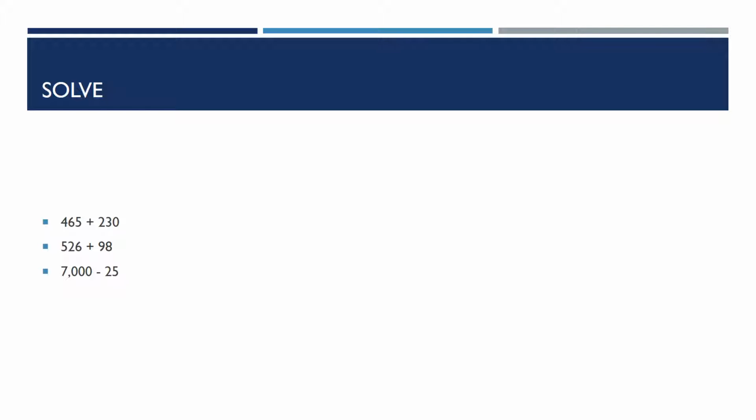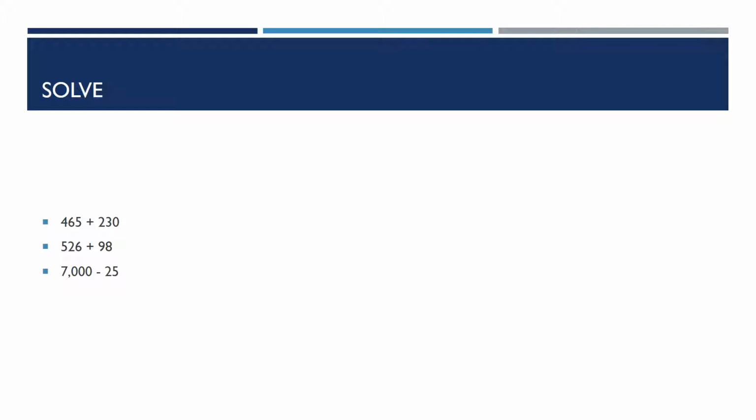If you take the next problem, 526 plus 98, I wouldn't even solve it that way. I would say 526 plus 100 would be 626. Then I would just take 2 away, and the answer is 624, because 98 is 2 less than 100.